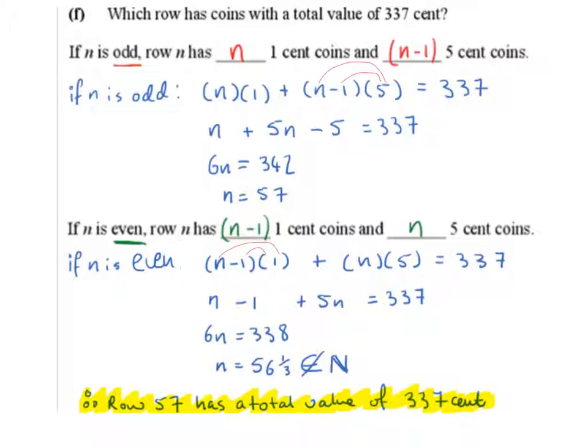Dividing across by 6, 338 divided by 6 is 56 and a third, and 56 and a third is not an element of the natural number set. So 56 and a third is not a positive whole number, it's not a whole number. Therefore, row 57 has a total value of 337 cents.